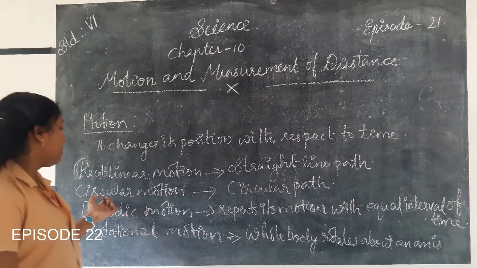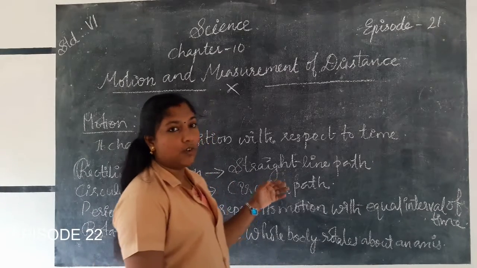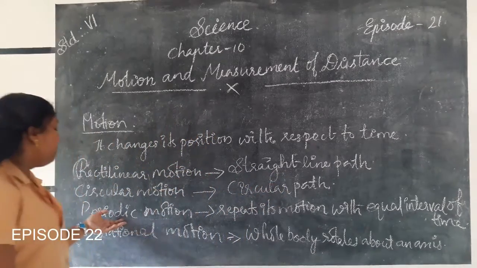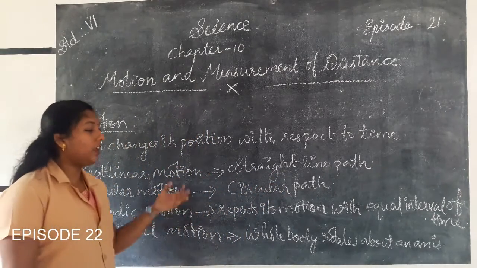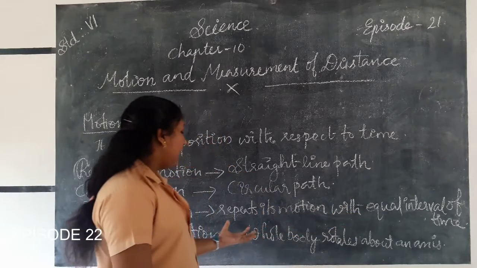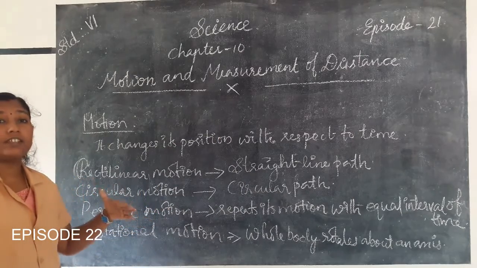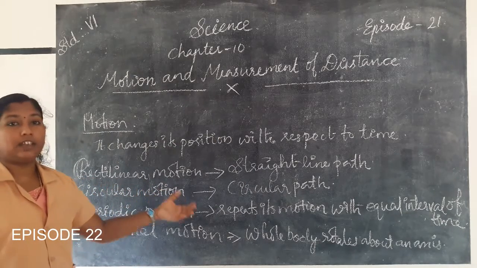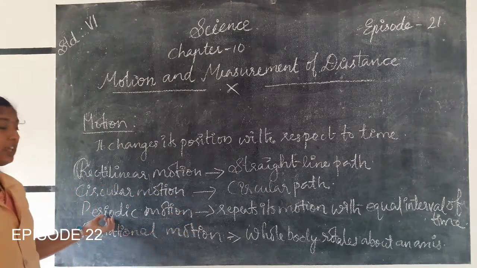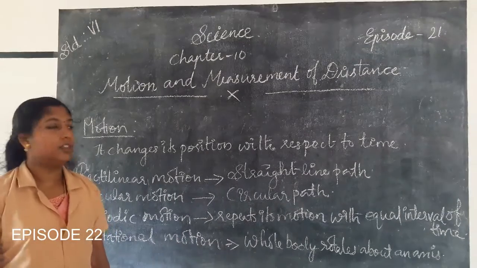Then circular motion means when a body moves in a circular path, it is called circular motion. Periodic motion means when a body repeats its motion with the equal interval of time, we can say that it is periodic motion. Then rotational motions.